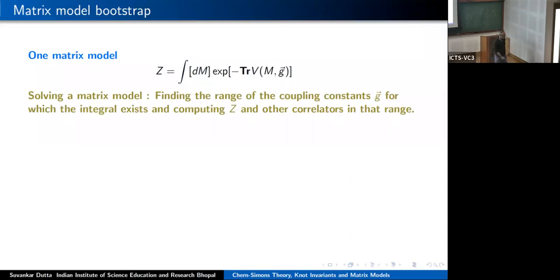So what do I mean by solving a matrix model? Solving a matrix model means you find, so this is the matrix model, V is the potential, M is the matrix, G is some coupling constants. So solving a matrix model means you find the range of these coupling constants G, such that you can do these integrations. And once you can do this integration, in that range, you calculate what is your partition function and what are the expectation values of traces of different powers of these matrices A. So once you know all these things, you say that, okay, I have solved the matrix model.